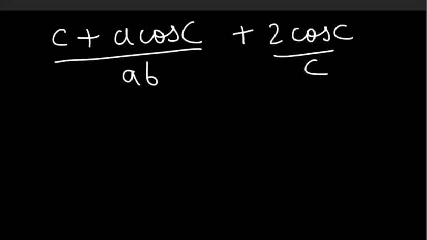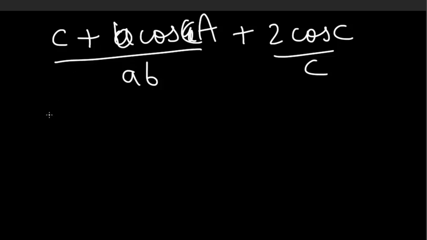C plus b cosine a divided, okay, so this is equal to b cosine of a, so sorry about that, this is equal to c plus b cosine a divided by ab plus 2 cosine c divided by c. Okay, so let's move further.